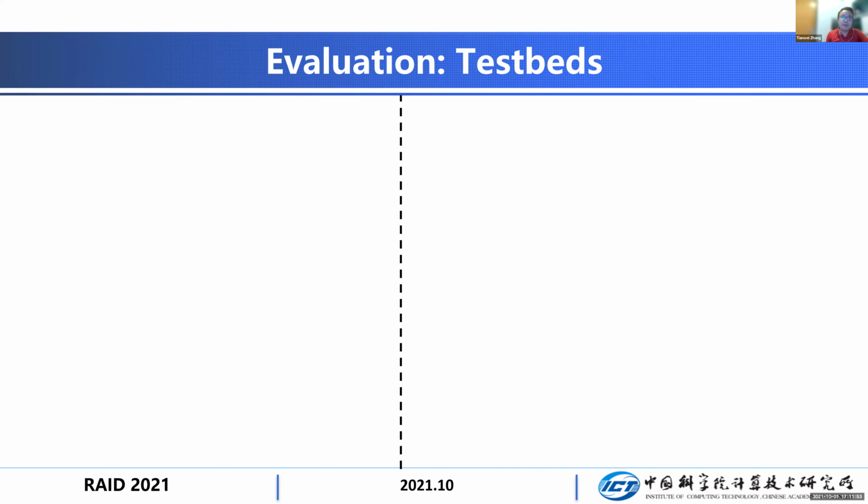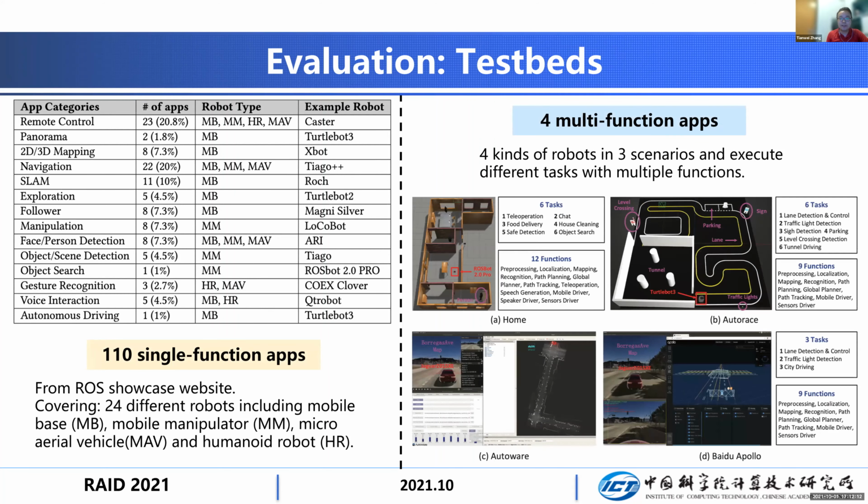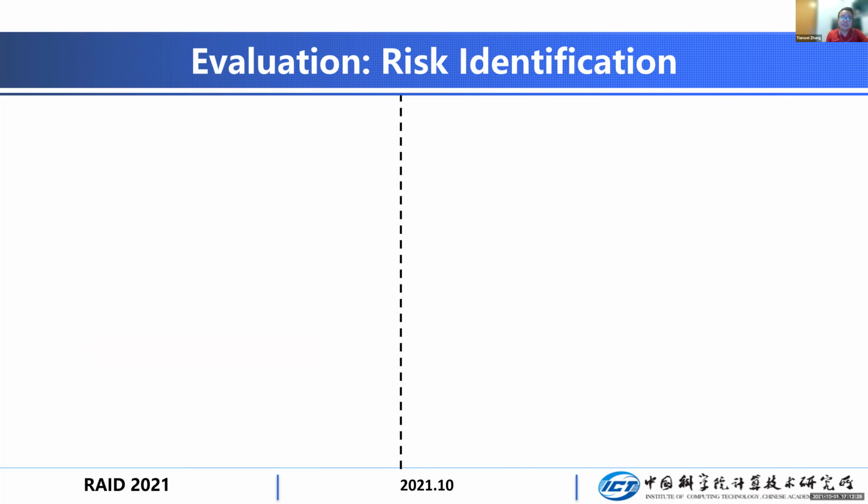We perform comprehensive evaluations to demonstrate the effectiveness of our method and system. Specifically, we select 110 single function apps from the ROS open source showcase website, which cover 24 different robots. We also include 4 multifunction apps, including the home-based and auto-race-based apps, and also AutoWare and Baidu Apollo, which are the 2 production applications for autonomous driving systems.